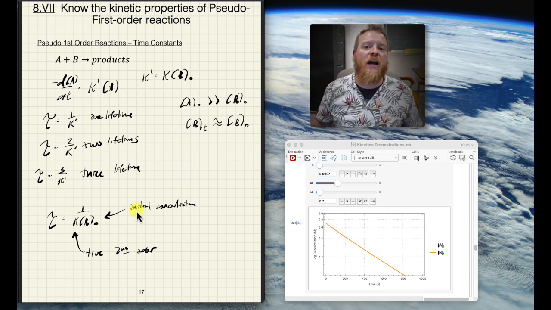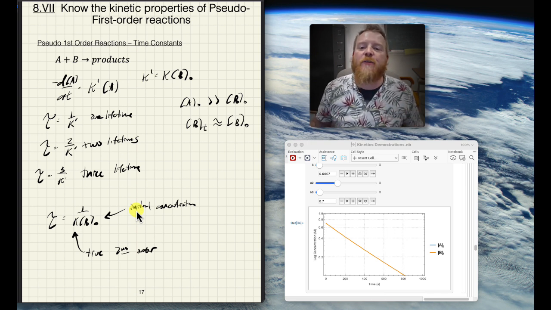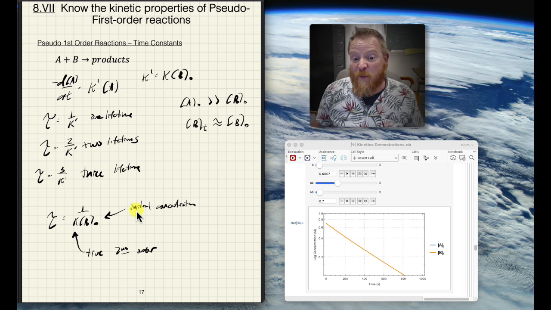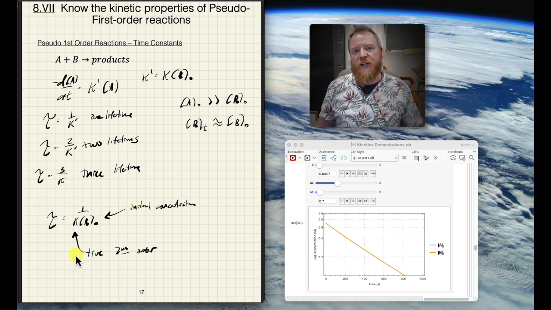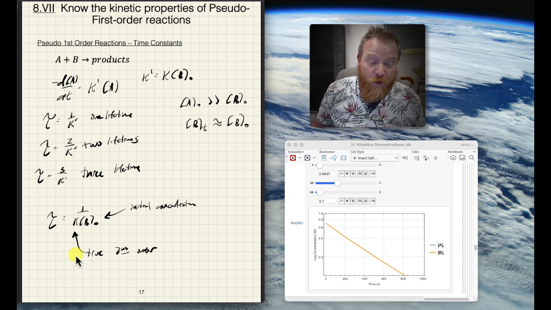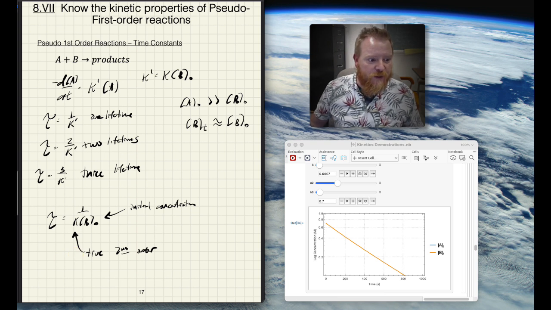As it turns out, when you're doing experimental kinetics and studying a true second order reaction, 95% of the time you do that under pseudo first order conditions to make the experiment easier to follow. Because now you only have to follow the concentration of one reactant instead of both reactants simultaneously. So it does make it much easier to do experimentally.